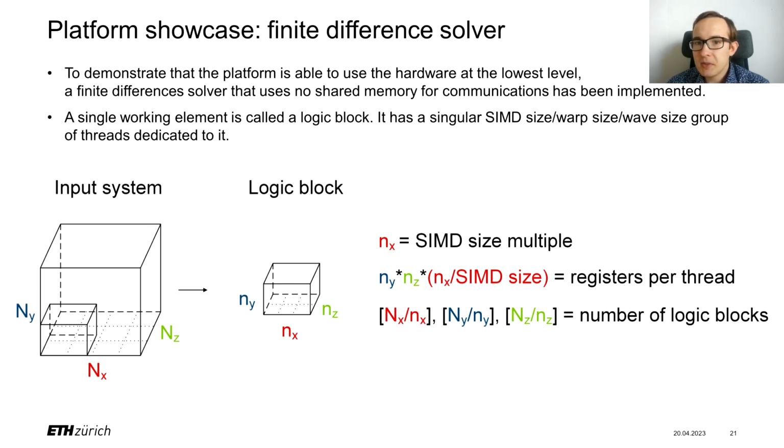It has a singular warp-sized group of threads dedicated to it and has configurable dimensions which define the workload per one kernel. Each logic block contains all respective data from the main system in its threads' registers. Each thread is responsible for all data in the Y and Z dimension slice of the logic block, and if nx is bigger than the warp size, every warp size plus thread ID x-axis values as well. The total number of logic blocks is equal to the number of kernel dispatches.